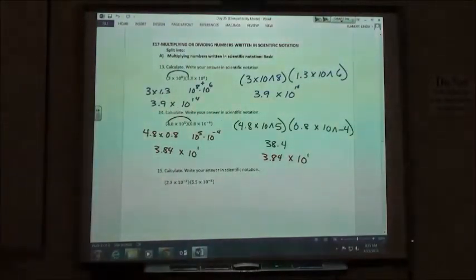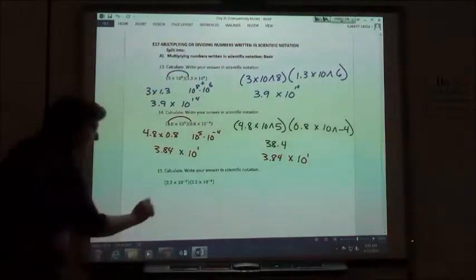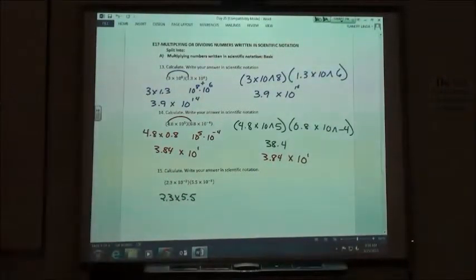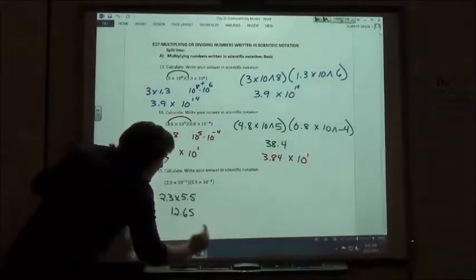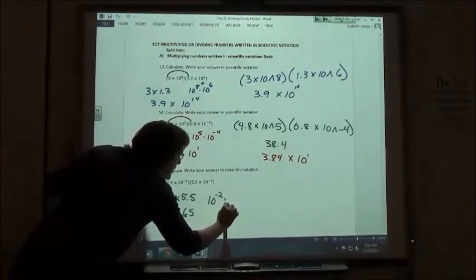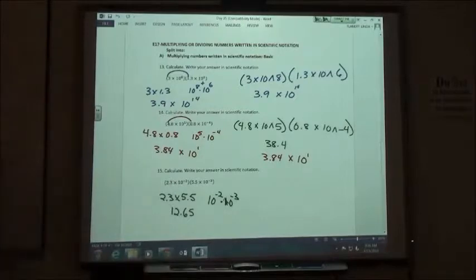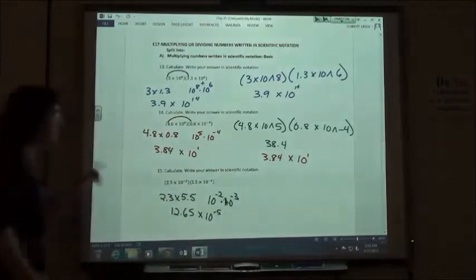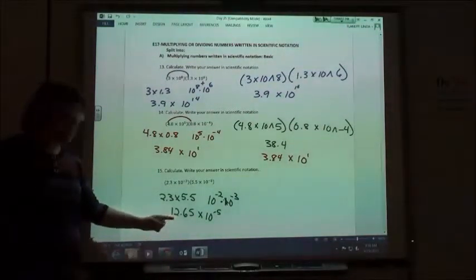So number 15, if we just do it the second method here, multiplying the 2.3 times the 5.5, that's 12.65. And then if I have 10 to the negative 2 times 10 to the negative 3, I would get 10 to the negative 5th. Now the problem with that one, again, is it's not technically in scientific notation, so I need to move the decimal, exactly.